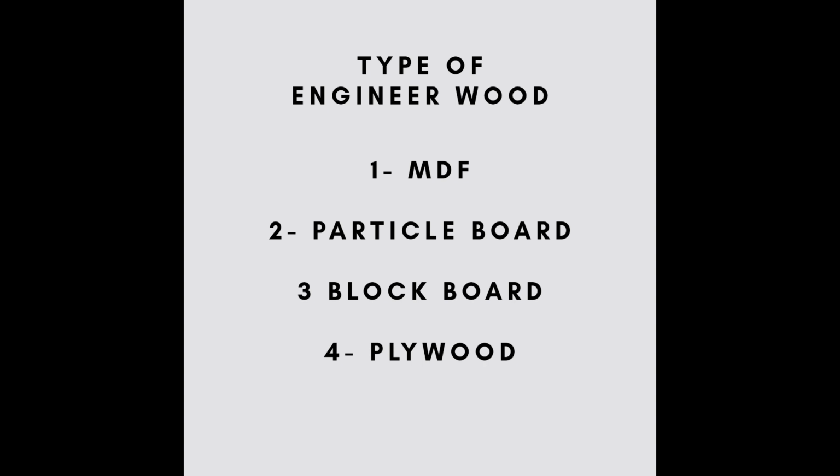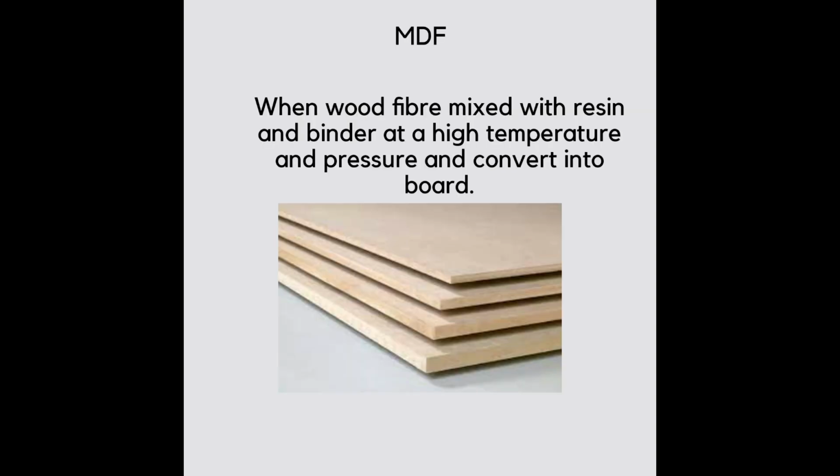Types of engineered wood: 1. MDF. 2. Particle board or chipboard. 3. Block board or plyboard. 4. Plywood. MDF: when wood fibers are mixed with resin and binders at high temperature and pressure and converted into boards.